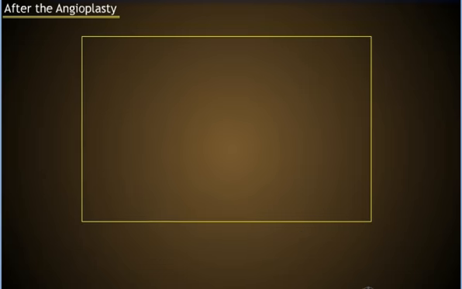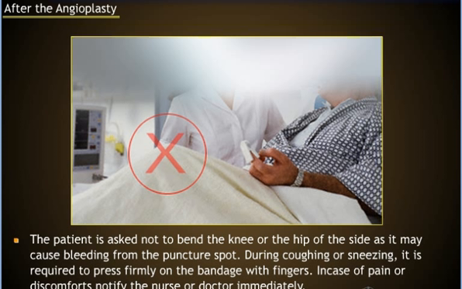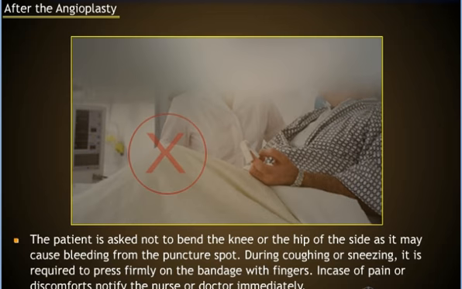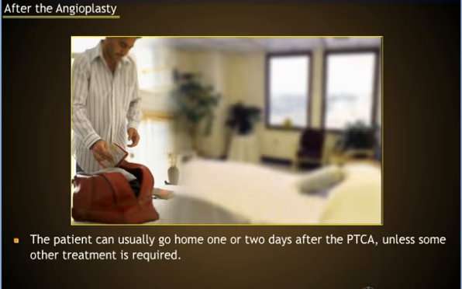The patient is asked not to bend the knee or the hip out the side as it may cause bleeding from the puncture spot. During coughing or sneezing, it is required to press firmly on the bandage with fingers. In case of pain or discomforts, notify the nurse or doctor immediately. The patient can usually go home 1 or 2 days after the PTCA, unless some other treatment is required.